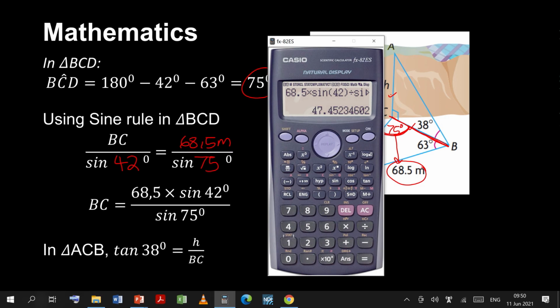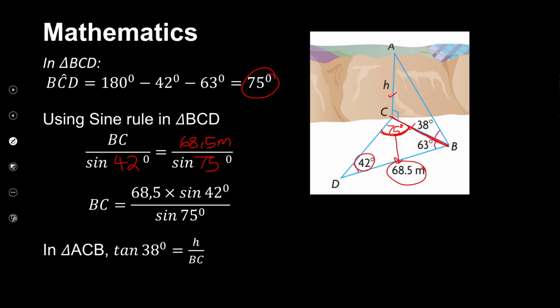We're going to keep that answer, 47.54523, in our calculator, because remember we're still continuing with the sum. So instead of rounding off and leaving the answer, we will continue with the answer with all the decimals on our calculator. Then we said we're going to use tan of 38 to find the height. And remember, tan of 38 is equal to h over BC. So tan 38 is equal to h over BC. But remember, we're going to rearrange this so we can make h the subject of the formula.